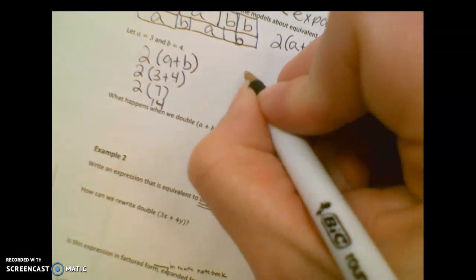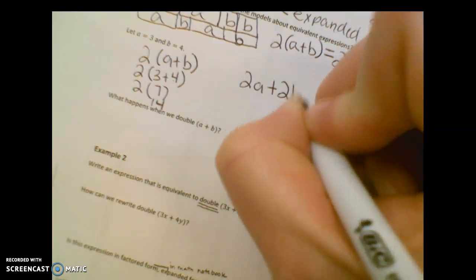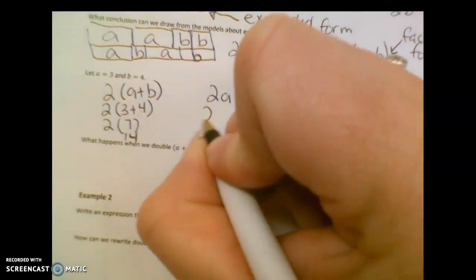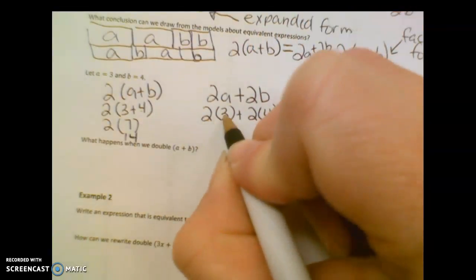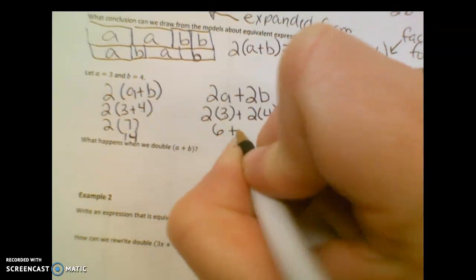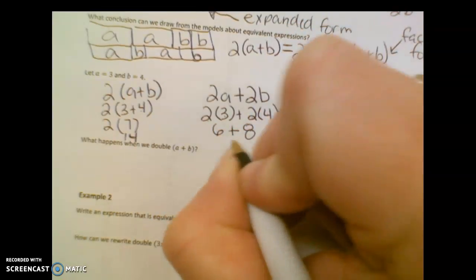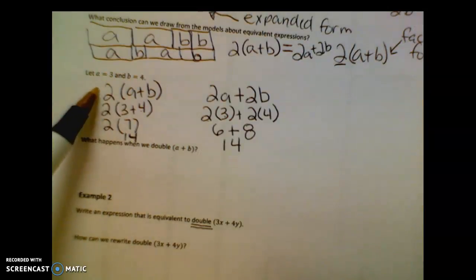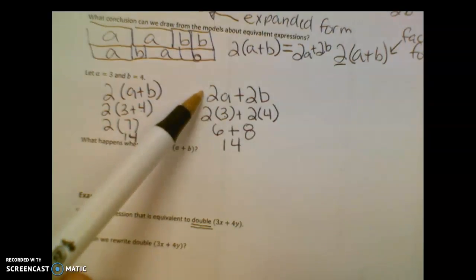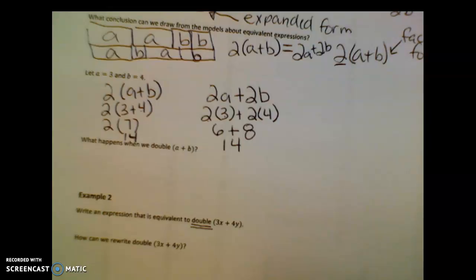Now let's look at it as the expanded form of 2a plus 2b. Sorry, my camera keeps turning on me. So if I have two groups of 3 plus two groups of 4, 2 times 3 is 6 plus two groups of 4 is 8. 6 plus 8 is 14. So when we plug in the numbers, we can see that the factored form equals 14. The expanded form equals 14. Therefore, both of those expressions are equivalent. What would happen if we doubled a plus b?